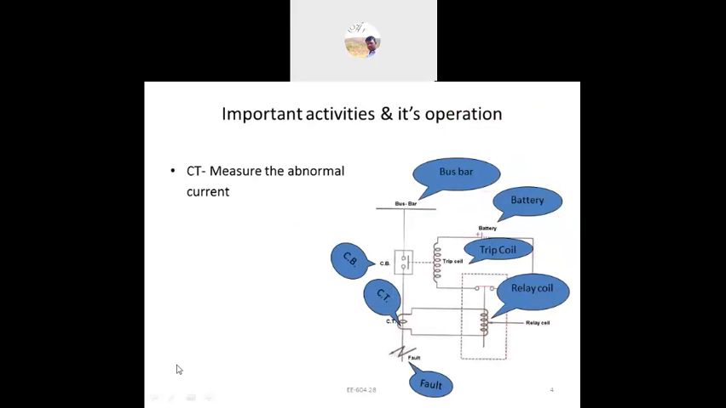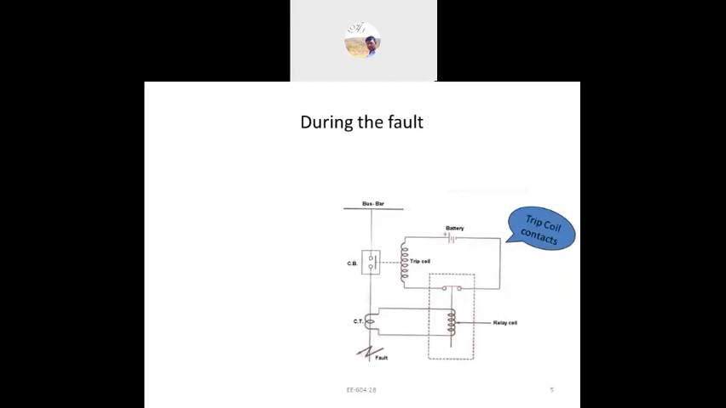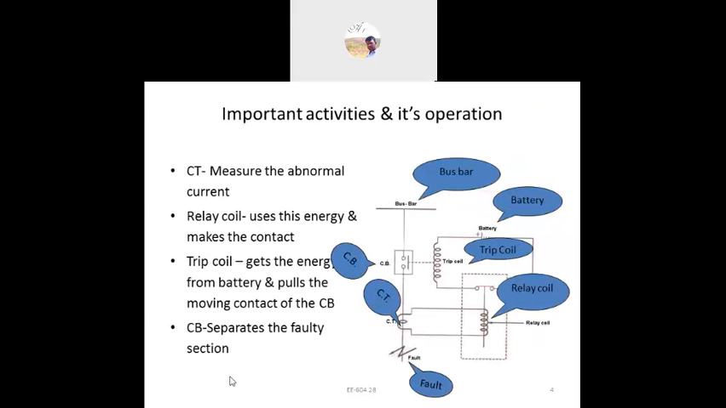Here is how the relay system is activated. We can see the bus bar, and to the bus bar we connect the line, with the circuit breaker before the bus bar. Here is a CT. CT is nothing but a current transformer, and CB is nothing but a circuit breaker.